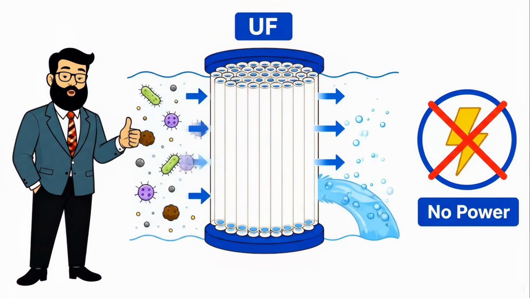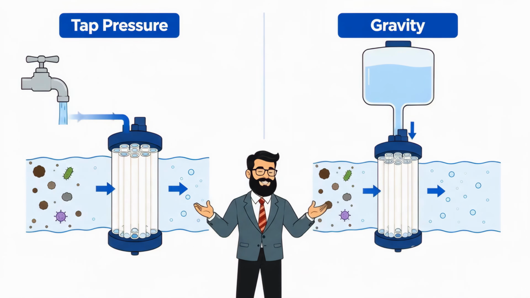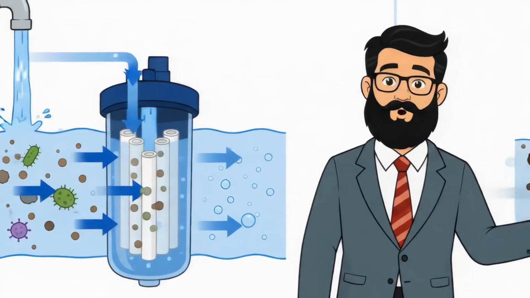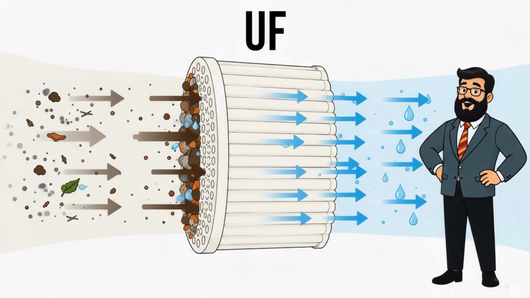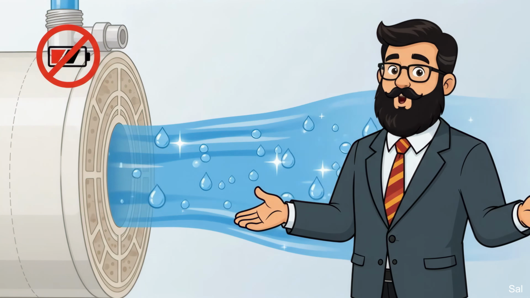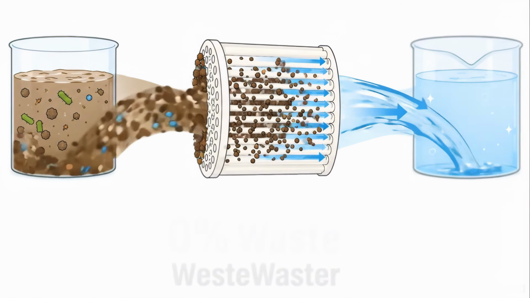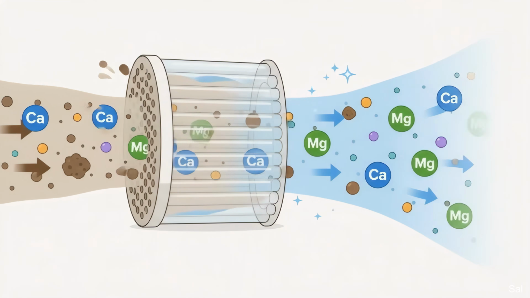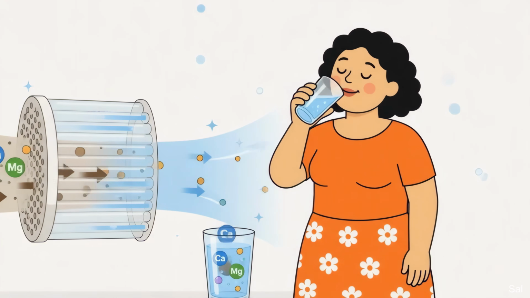The biggest superpower of UF technology is that it operates completely without electricity. Because the pores are slightly larger than RO, regular tap pressure or simple gravity is more than enough to push water through the membrane. This makes UF purifiers incredibly reliable, cost-effective, and functional even during total power outages. Similar to UV, a UF membrane does not waste any water during the purification process. It also leaves dissolved minerals completely intact, ensuring your water retains its natural composition and taste.